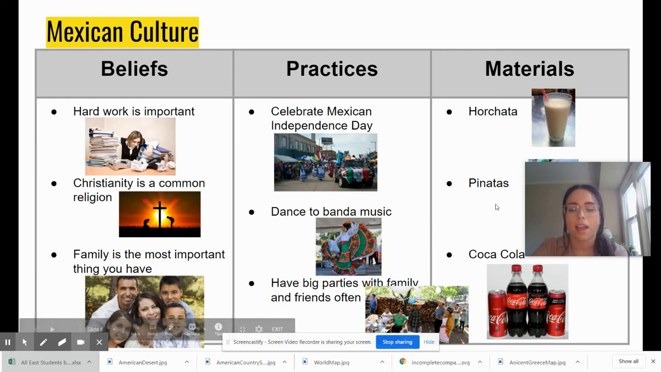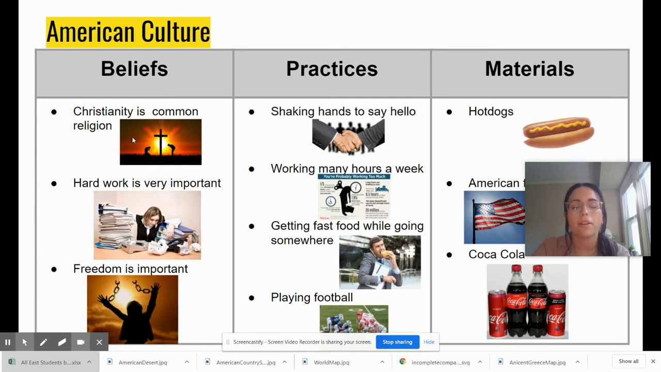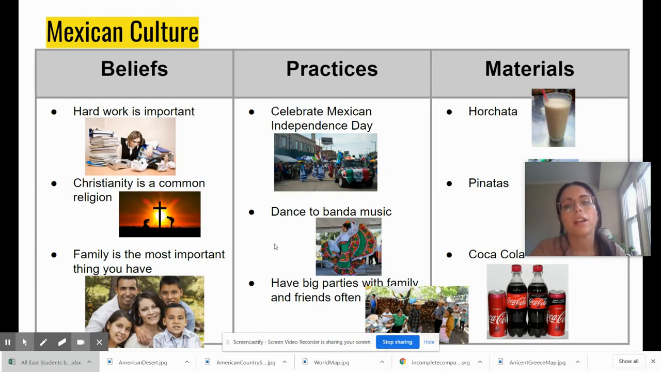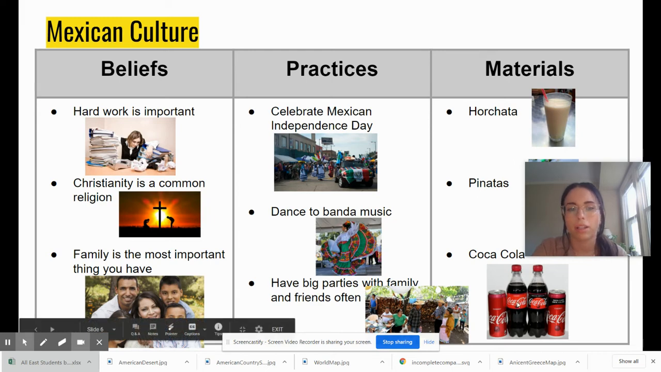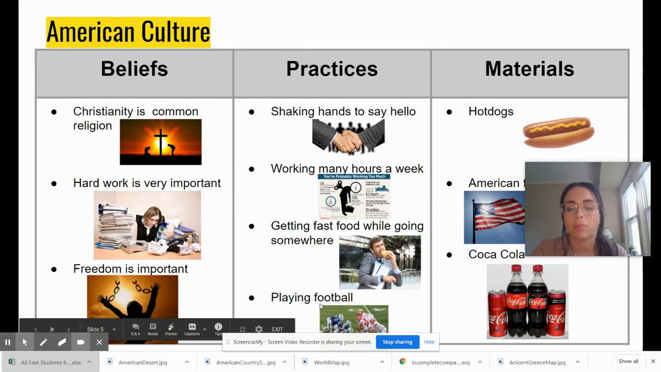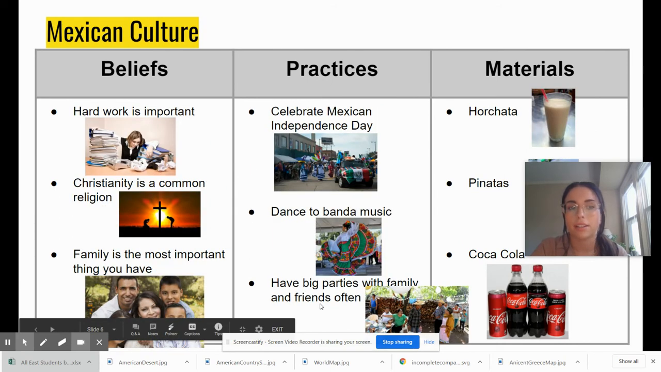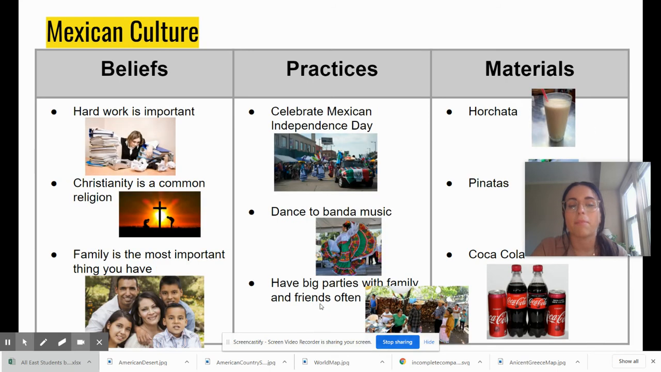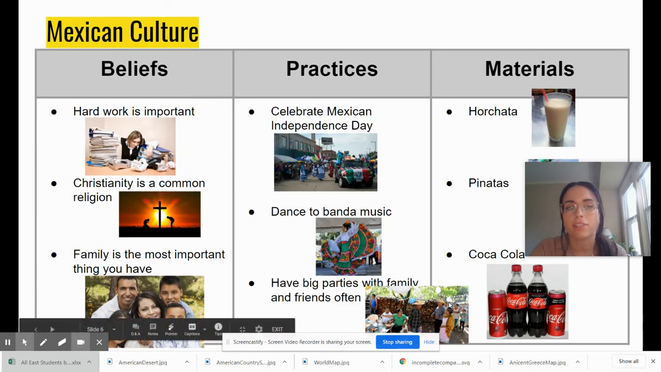So we can see American culture and Mexican culture are similar because they both believe hard work is important. American culture and Mexican culture are similar because they both have Coca-Cola. American culture and Mexican culture are different because American culture plays football. Mexican culture does not. American culture and Mexican culture are different because Americans do not have big parties with family and friends often, but Mexican culture does.